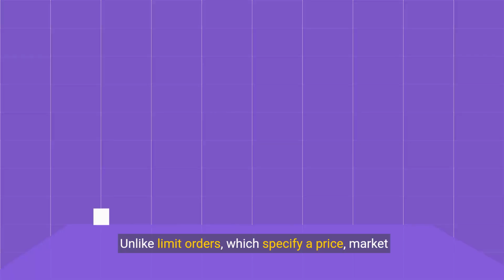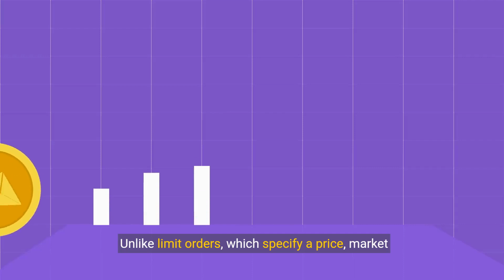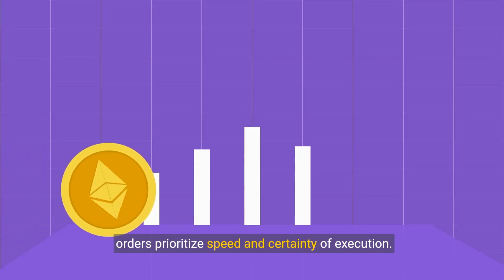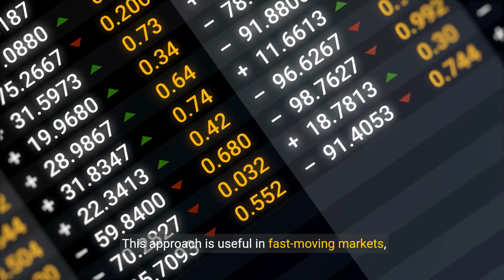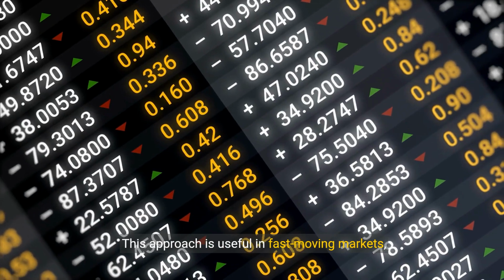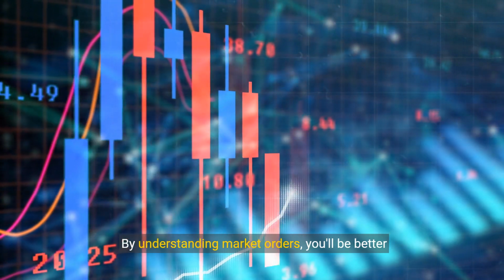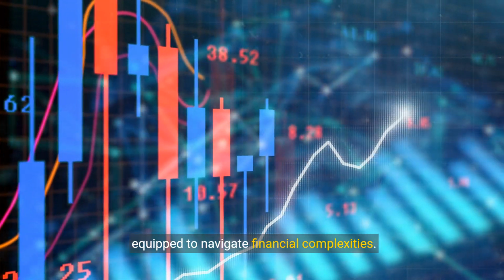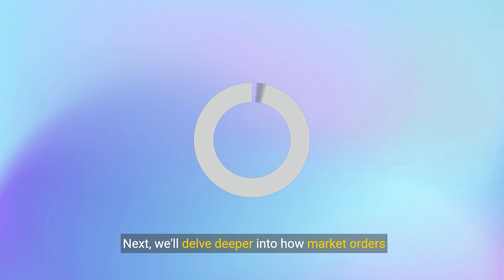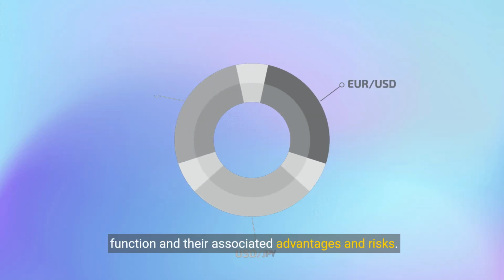Unlike limit orders, which specify a price, market orders prioritize speed and certainty of execution. This approach is useful in fast-moving markets, where timing is crucial. By understanding market orders, you'll be better equipped to navigate financial complexities. Next, we'll delve deeper into how market orders function and their associated advantages and risks.